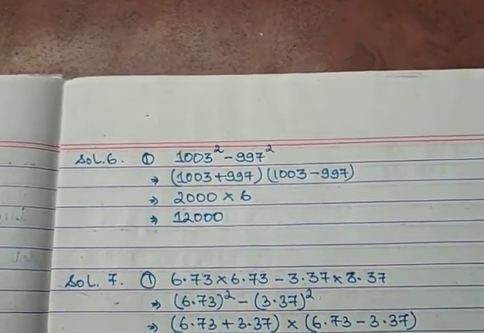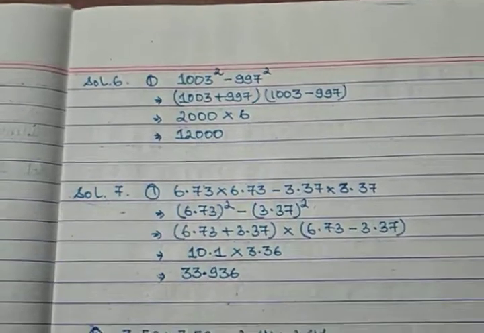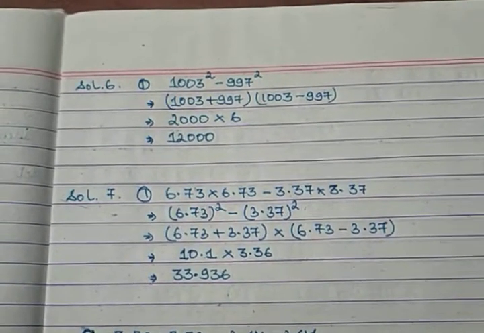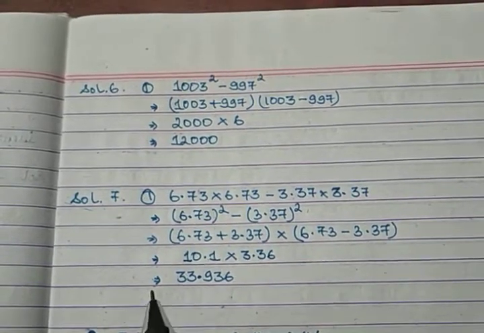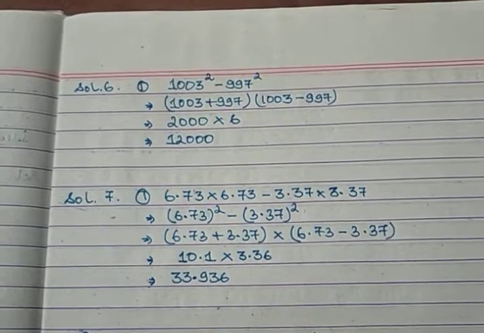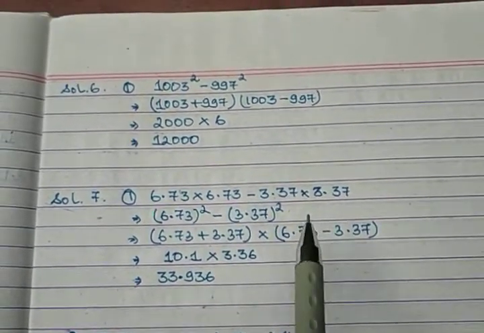Every number given in the question will have some relation among themselves. There will be some exact way of doing it through which the sum will be easier. Okay, this is about this question.